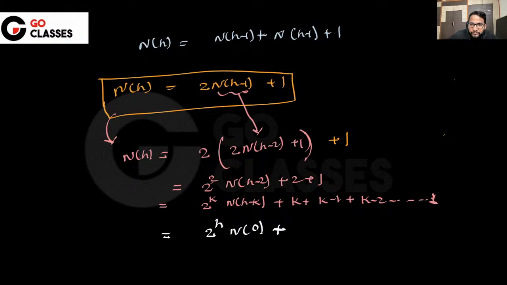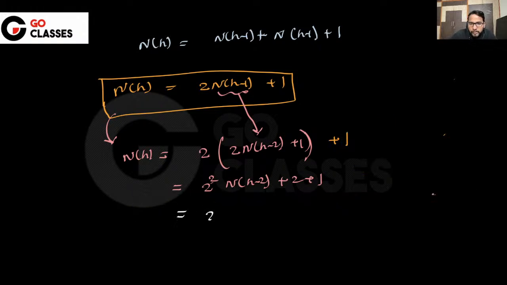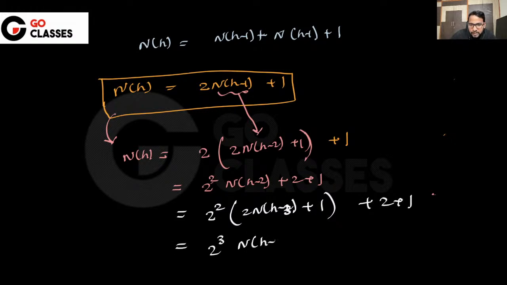Maybe let me unroll it one more time and see the pattern that we are getting. If you unroll it one more time, you will get 2 square into nh minus 2, and nh minus 2 will be 2 into nh minus 3 plus 1, and then plus 2 plus 1. So you are getting this series, which is 2 cube nh minus 3 plus 2 square plus 2 plus 1. So finally, what series will you be getting? Let's write it.